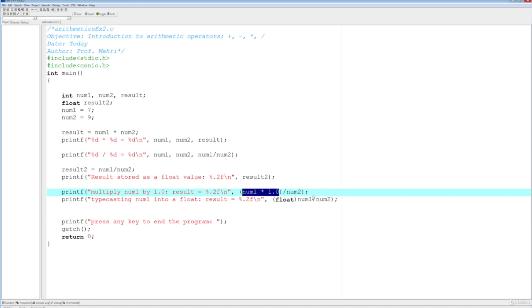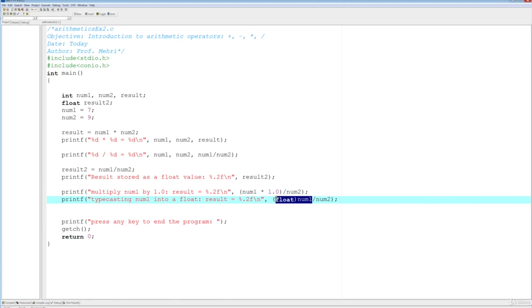If you typecast, which means you change the data type of a variable into something else right here, num1 is still an integer, but temporarily during this operation, during this process, this numerator would be considered a float.